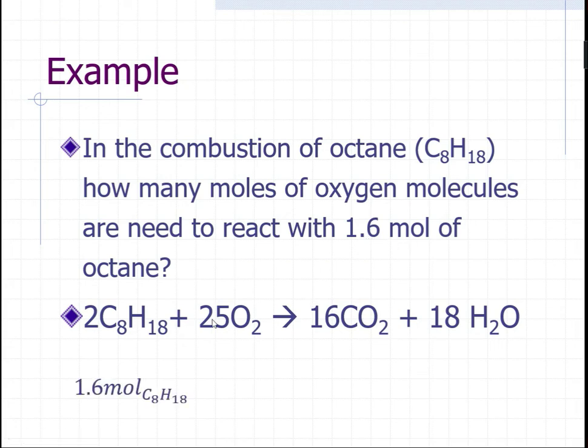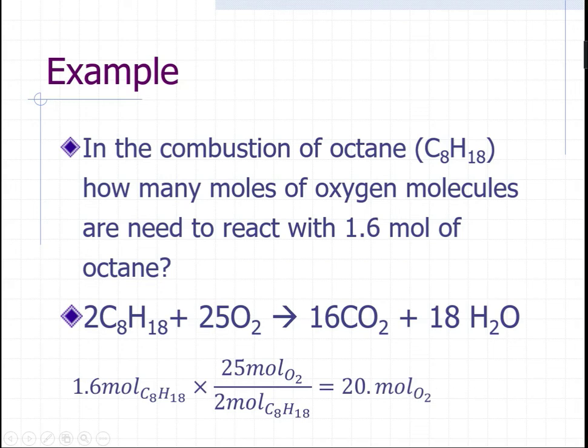I know that, using dimensional analysis, we talked about this a lot for the last few weeks. It's all about dimensional analysis. If I have 25 moles of oxygen for every 2 moles of octane, and I want to make sure my moles of octane cancel, I'm going to put my conversion factor in this orientation, 25 moles on top, 2 moles on the bottom, and then do my math, and I get that I have 20 moles.